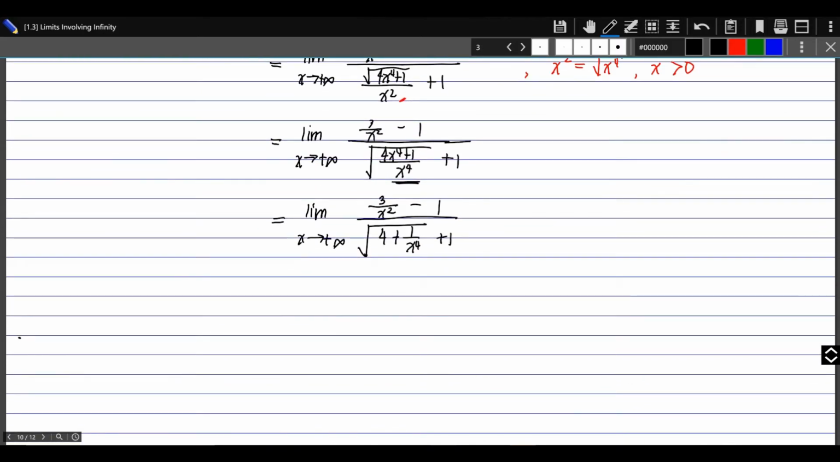Now as x goes to infinity, observe that these terms will all go to 0. So the limit will be equal to 0 minus 1 all over the square root of 4 plus 0 plus 1. And therefore, the limit is equal to negative 1/3.